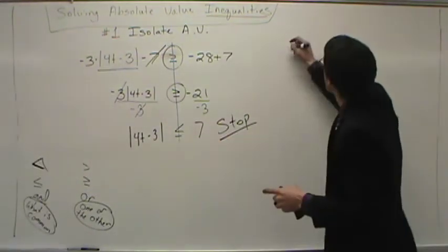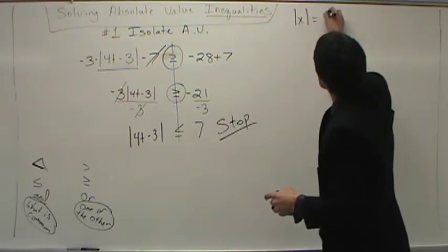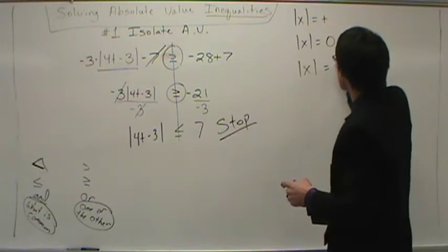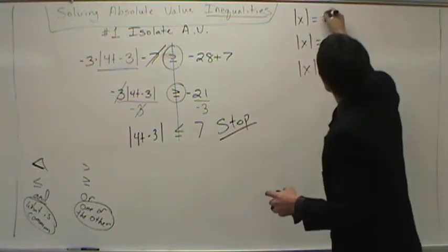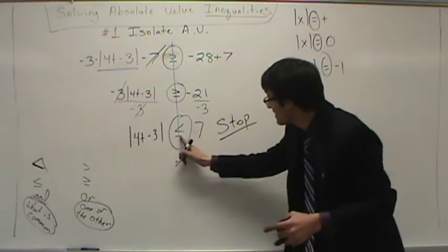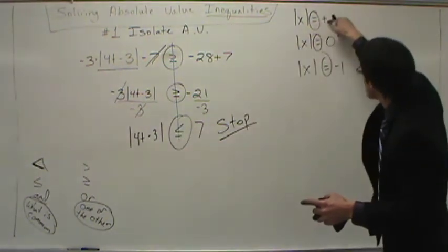before I go on, maybe explain that a little more. Absolute value of x is equal to a positive value. Absolute value of x is equal to 0. Absolute value of x is equal to a negative number. This is all different. Notice, this is equality, equality, equality. We're looking at inequality, completely different. Okay, so absolute value of x was equal to a positive value was what?